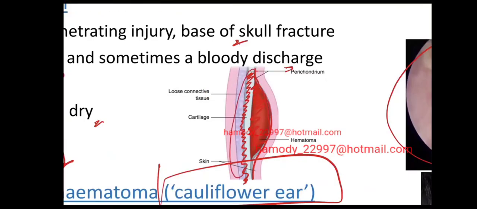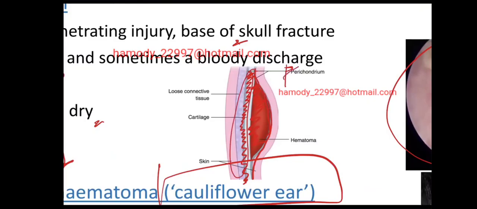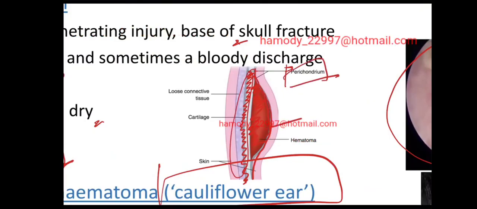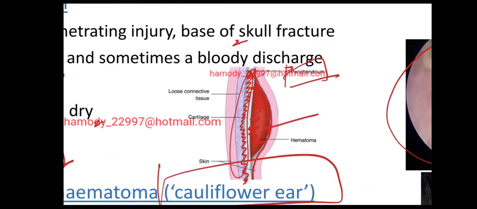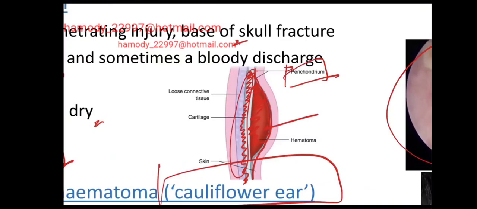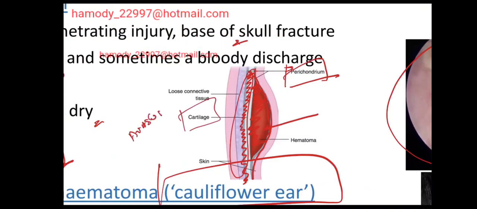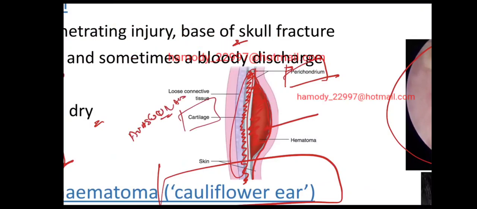The cartilage is an avascular structure which derives its blood from the perichondrium. So this accumulation of blood separates the perichondrium from the cartilage. So what is important? If you leave it as such, cartilage can undergo avascular necrosis because it doesn't have its own blood supply. It depends on the perichondrium.